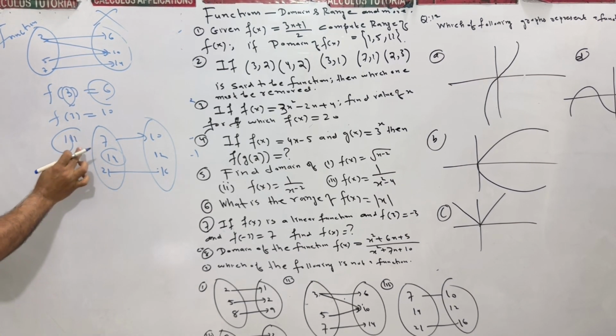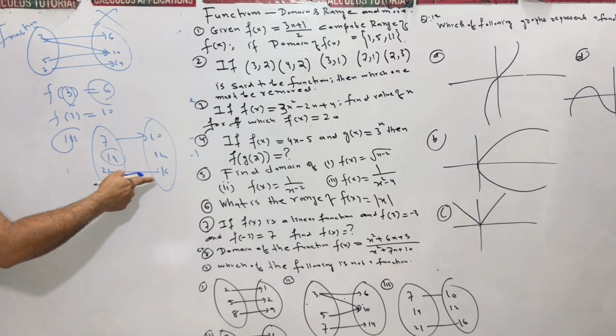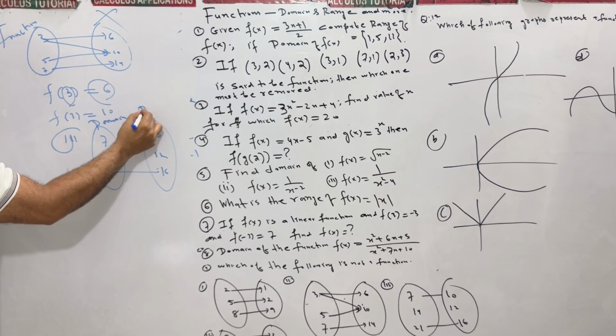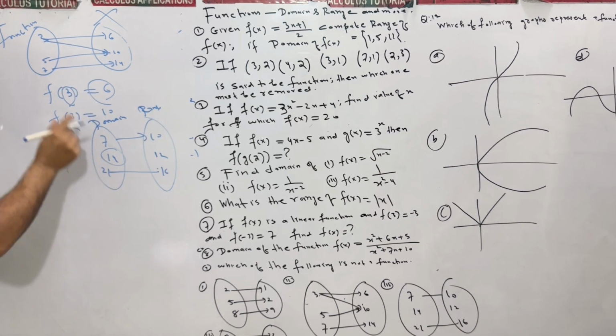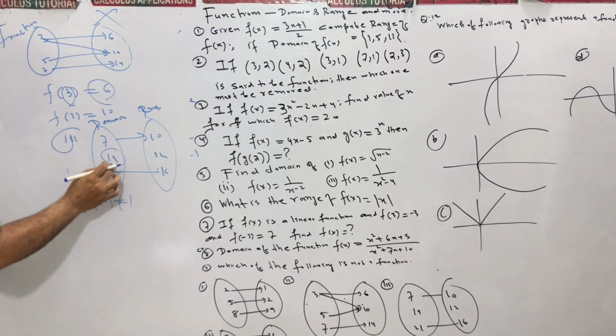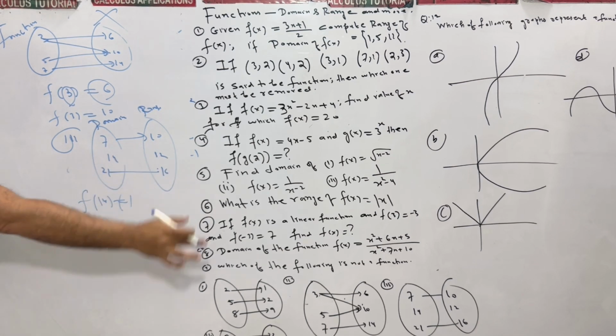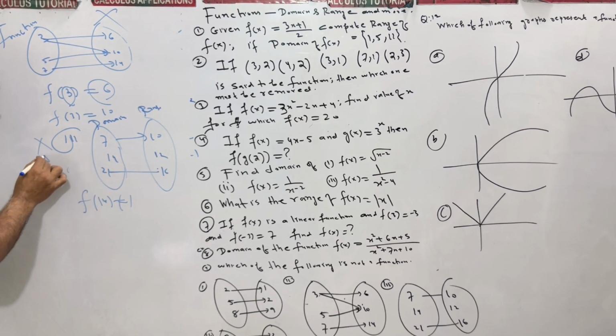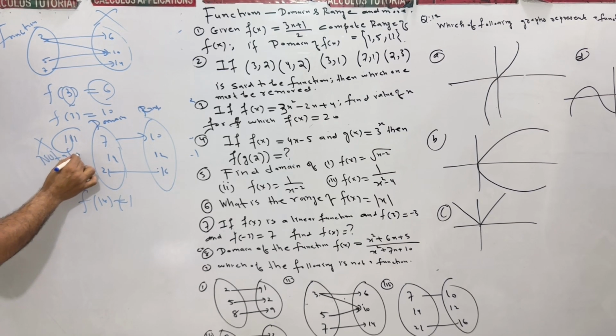Each element of the domain has a unique image in Y, in the range. Each element of the domain, but 14 has no image, so it is not a function. 14 is not related with anyone. It's not a function. Okay, I have given you a good idea about this one.